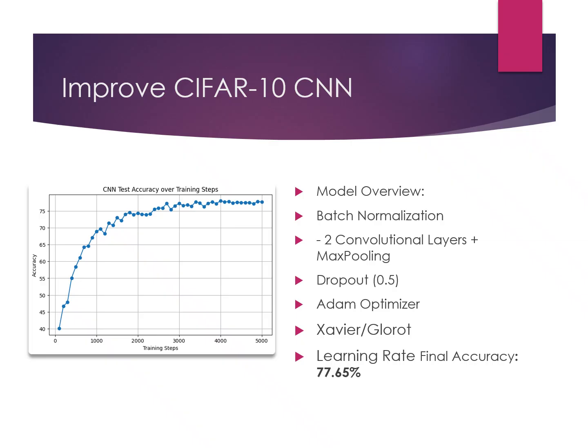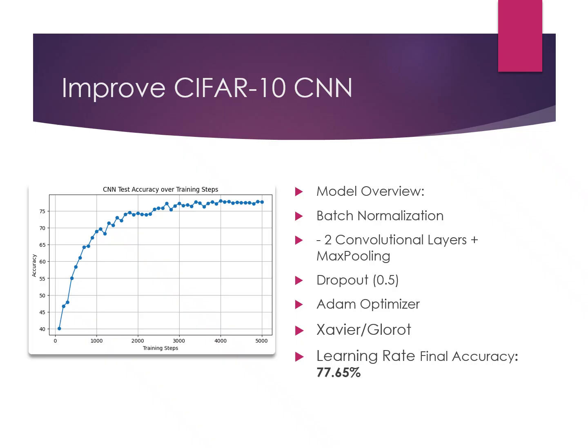Thank God. So, the architectural improvements. Here I'm going to tell you the model overview, what changes I made. First is batch normalization. I added batch normalization after each and every convolutional layer to stabilize the learning and reduce internal covariate shift.